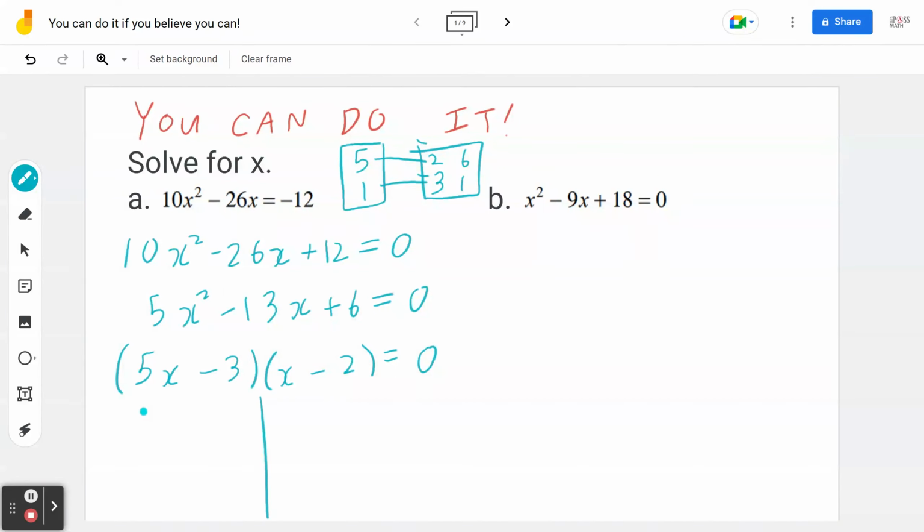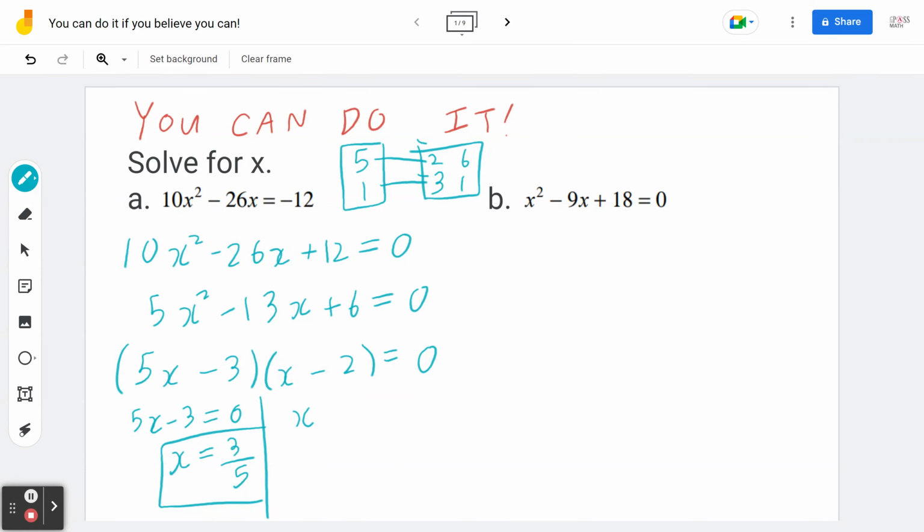So now you can divide this into 2 different columns. 5x minus 3 equals 0, x equals, again, you bring negative 3 to the right, you divide by 5, so x is going to be 3 divided by 5.